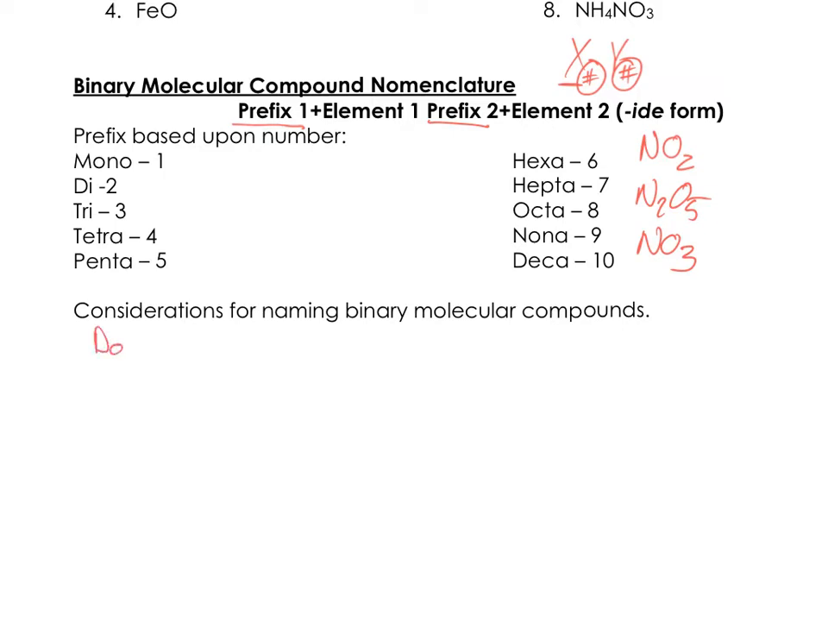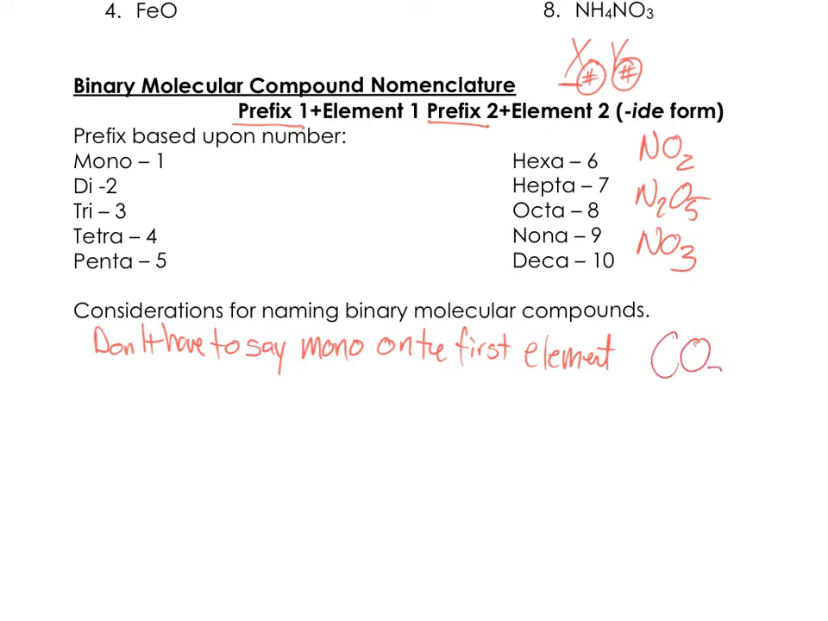You don't have to say mono on the first element. You can, I don't care, but you don't have to. So, for example, carbon dioxide is not monocarbon dioxide. Notice for the second element, we use the IDE form. For the first element, we just name it.